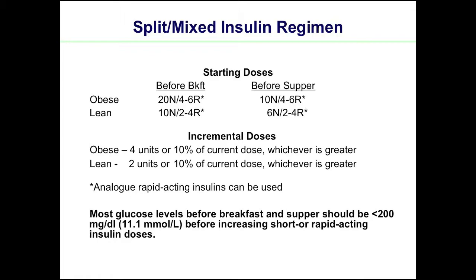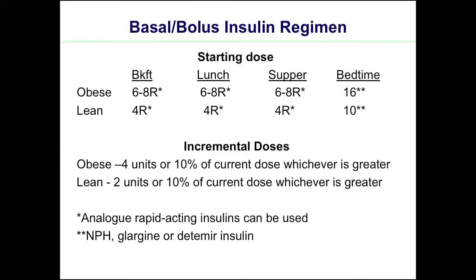We like to get the before breakfast and before supper sugars under 200 on the split mix before we start increasing the regular, because if you're at 280 and you start increasing it and you bring down that before supper sugar, the amount of regular that you needed to get the before bedtime down would be too much, and so we like to get them all under 200 before we increase the short-acting one. Basal bolus is easy. We start with 6 to 8 units before each meal, 16 at bedtime for obese, and 10 for lean.